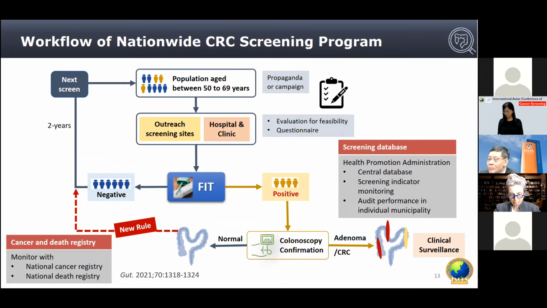For subjects with a negative colonoscopy, according to our latest study, following up with screening can reduce the incidence of colorectal cancer. And we are now considering advising those with a negative colonoscopy to undergo a subsequent FIT.